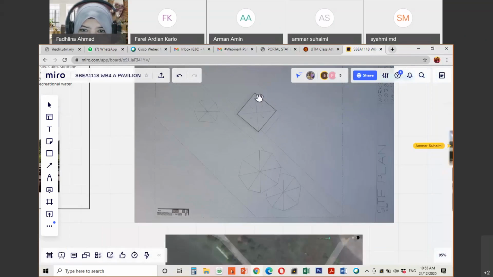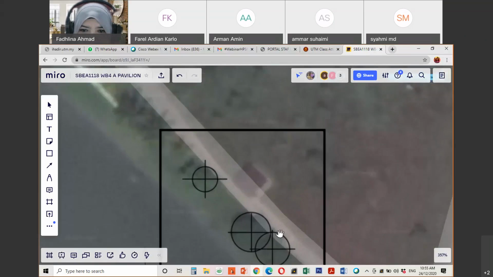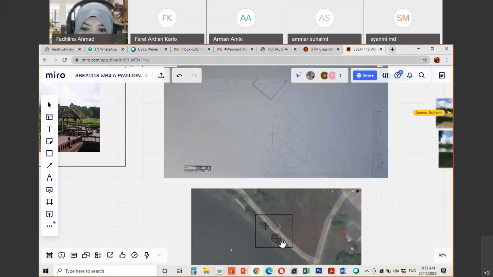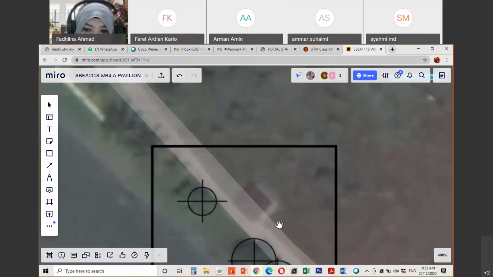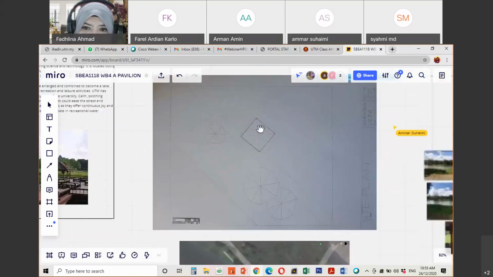Yours, you said you got it from this one, right? So it is 4.5 that you have got from this one. Or perhaps it is the apron of this thing. Is 4.5 the apron, or the roof itself? The roof. Yes.